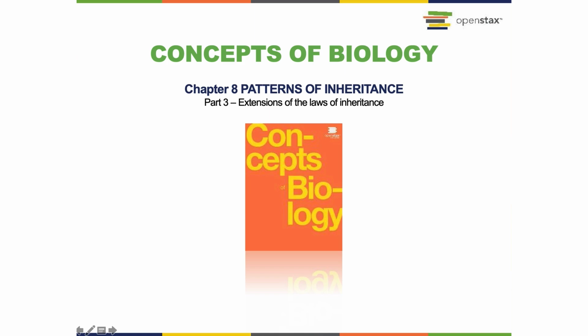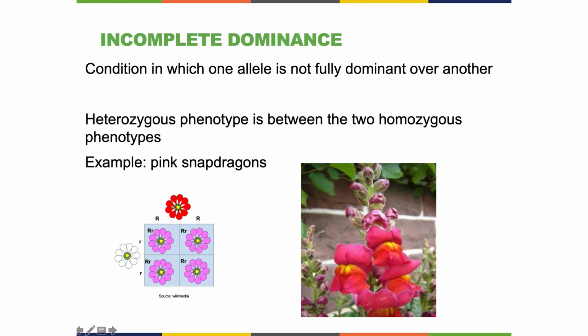All right, welcome to the third part of Chapter 8, Patterns of Inheritance, where we want to look at extensions of the laws of inheritance. Up to now we've been looking at Mendelian genetics, which are fairly simple. You've got a dominant or a recessive allele, but a lot of times there are exceptions to that. One of these is incomplete dominance. And in incomplete dominance, the dominant allele is not fully dominant over the other.